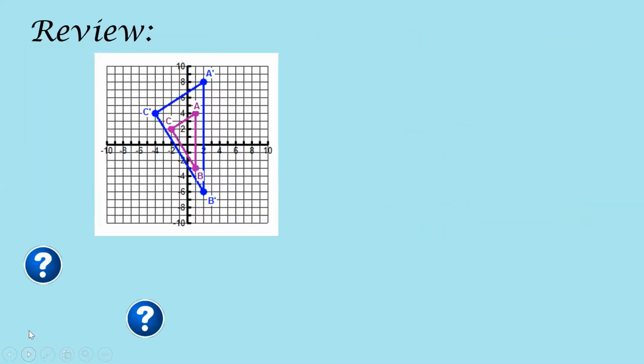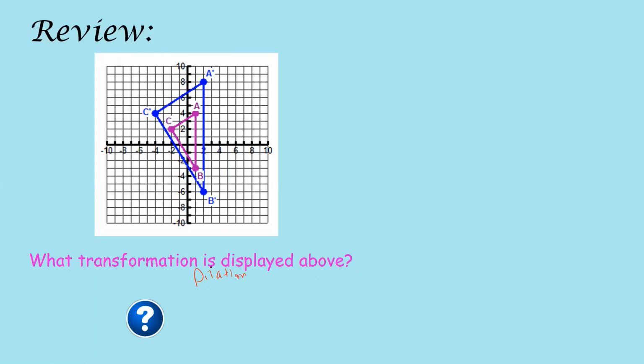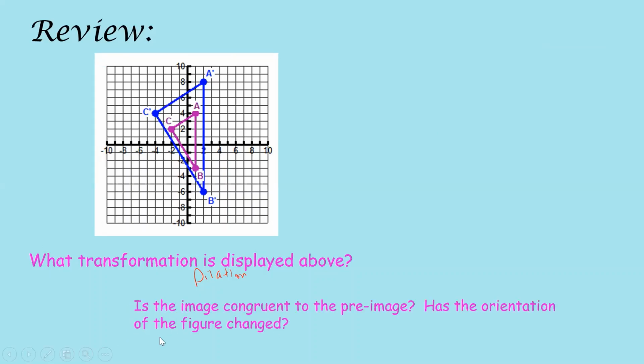Okay, so we're going to review dilations. This is a dilation, right? Remember, we just talked about dilation and congruency and orientation. So orientation has not changed, right? So orientation is kept. However, congruent, it is not, because the new shape is way bigger than the original. So congruency has been lost and orientation has been kept.